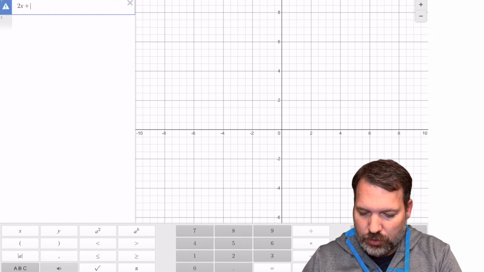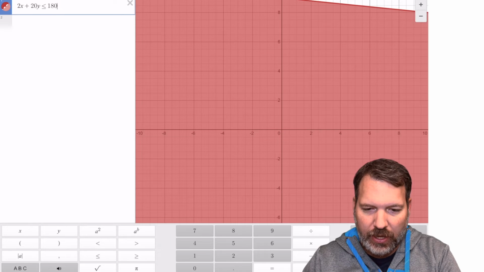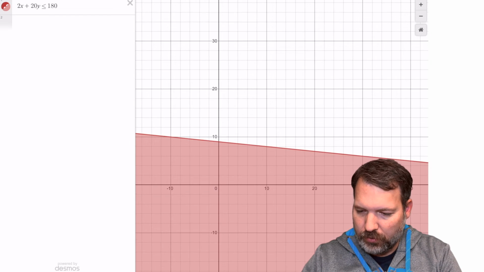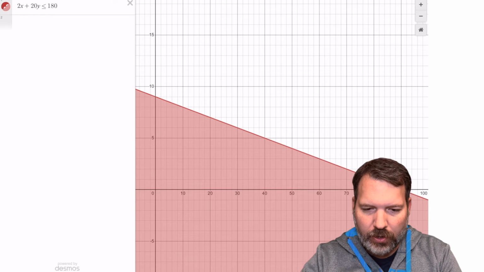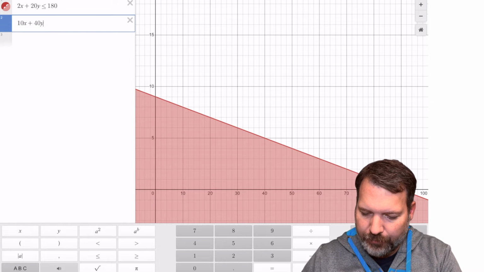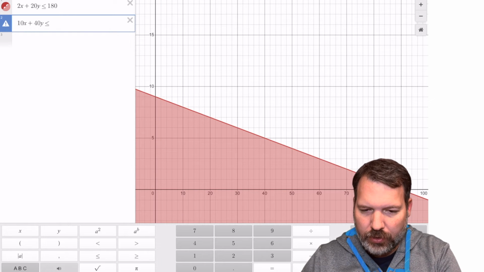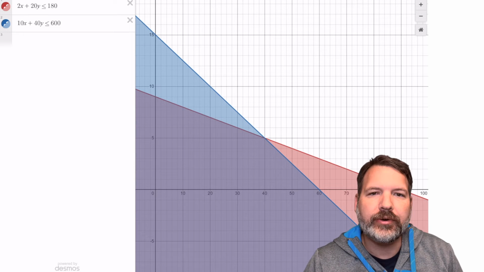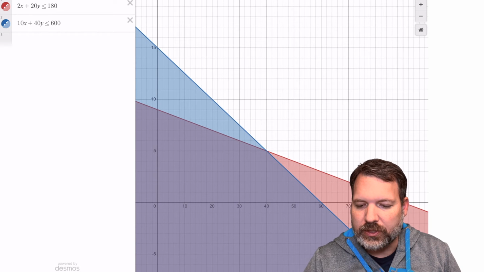2x plus 20y less than or equal to 180. So we're gonna have to zoom out a little bit, figure out a good window for this. There we go, that's looking pretty good. And then the other one was 10x plus 40y less than or equal to the $600 that we have to spend, and that's pretty good. Our sketch roughly looks like what's going on here right now.